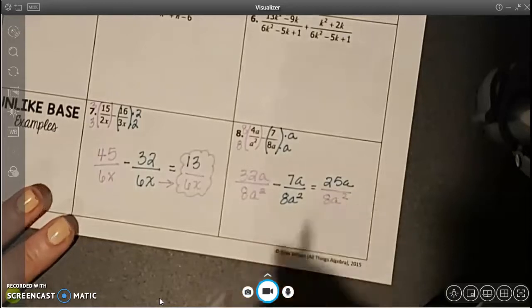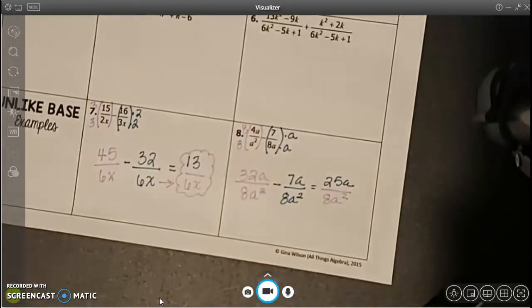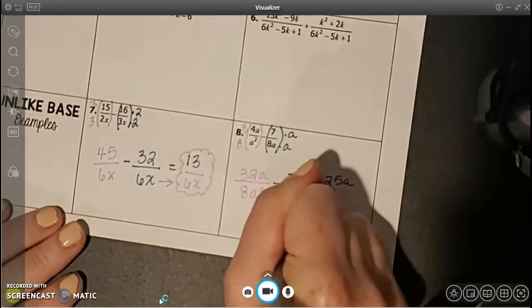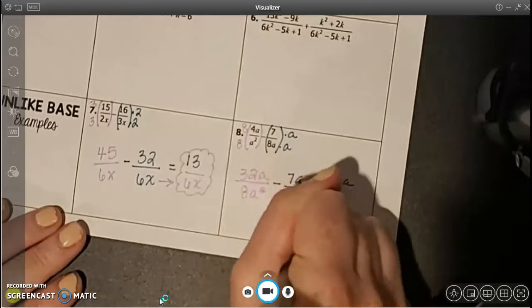Okay, I have one factor of a in the numerator and two factors of a in the denominator. Nothing goes into both 25 and 8, so I will leave those. So my final answer is going to be 25 all over 8a because I reduced both the numerator and the denominator by one factor of a.